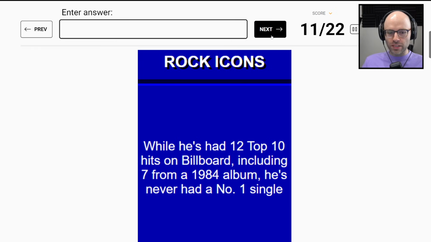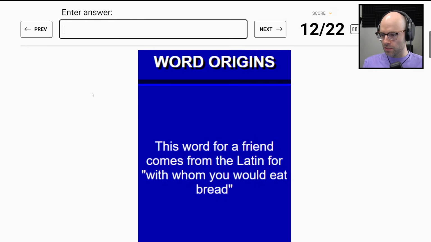Well, he's had 12 top 10 hits on Billboard, including 7 from a 1984 album. He's never had a #1 single. No shot Michael Jackson has never had a #1 single. Not possible. Elton John. Bruce Springsteen. It is Bruce Springsteen. I stole it from chat.